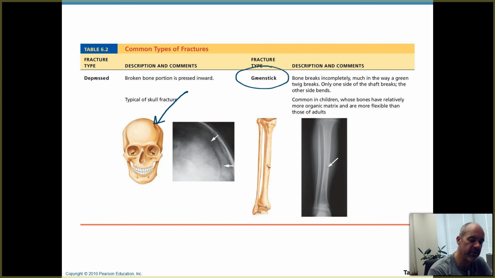A greenstick fracture, that's named for, if you think about, like if you're trying to bend and break a green twig and it really won't snap very easily, if that happens with the bone, it's called a greenstick fracture. So that's an incomplete type fracture.